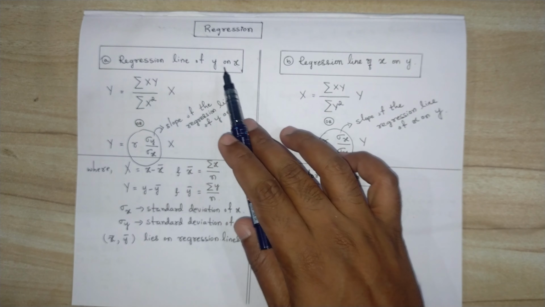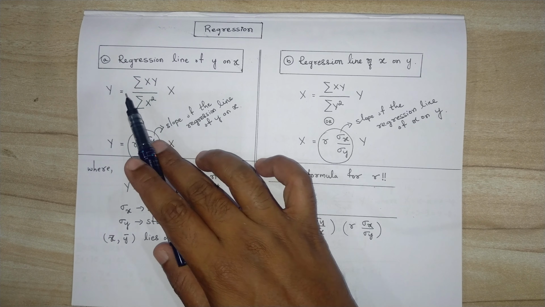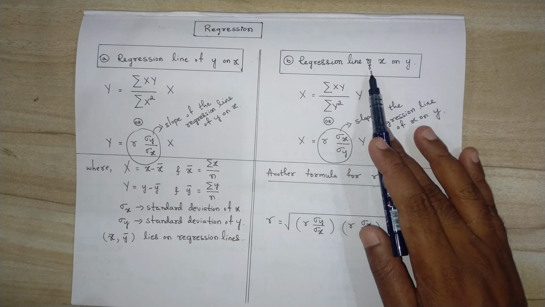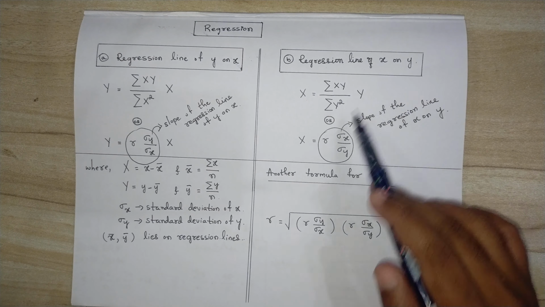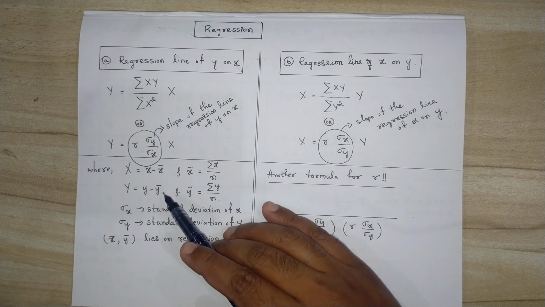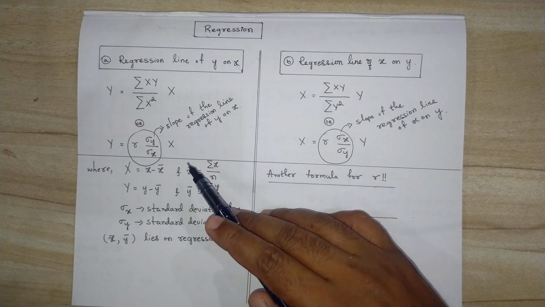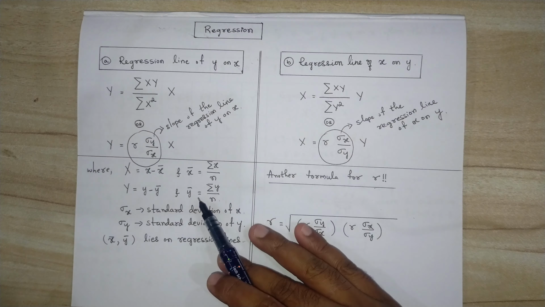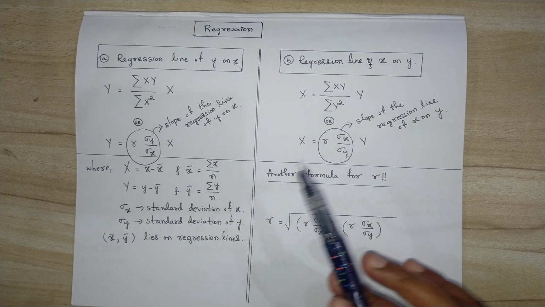So the regression line of y on x is given by capital Y equals summation of x into y divided by the summation of x square into x. And the regression line of x on y is capital X equals the summation x into y divided by summation y square into y, where capital X is x minus x bar and capital Y is y minus y bar, and you know how to calculate x bar and y bar. You can see my previous video. So x bar equals the summation of x divided by n and y bar equals summation of y divided by n.